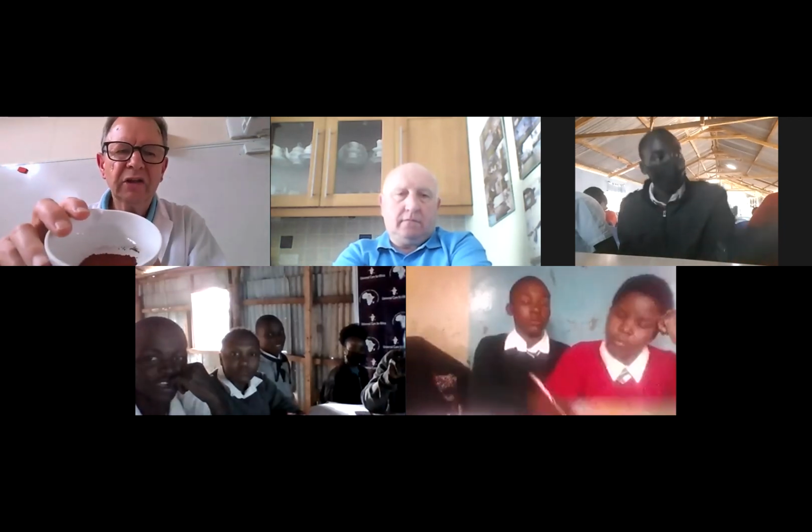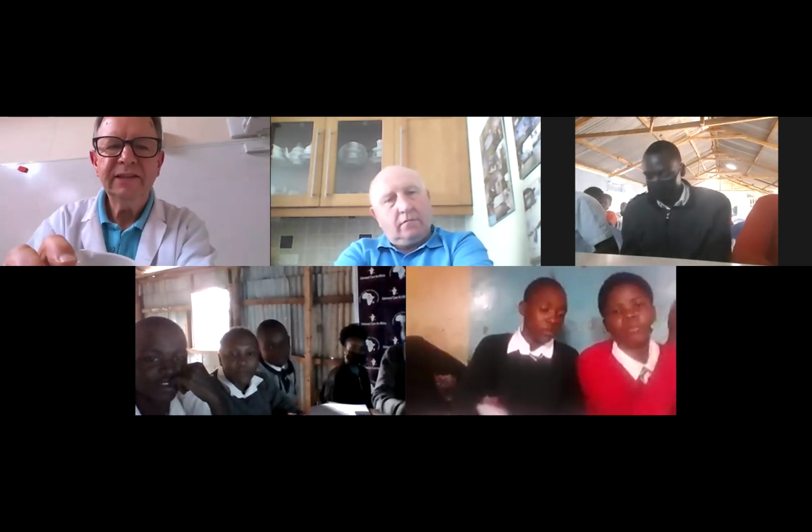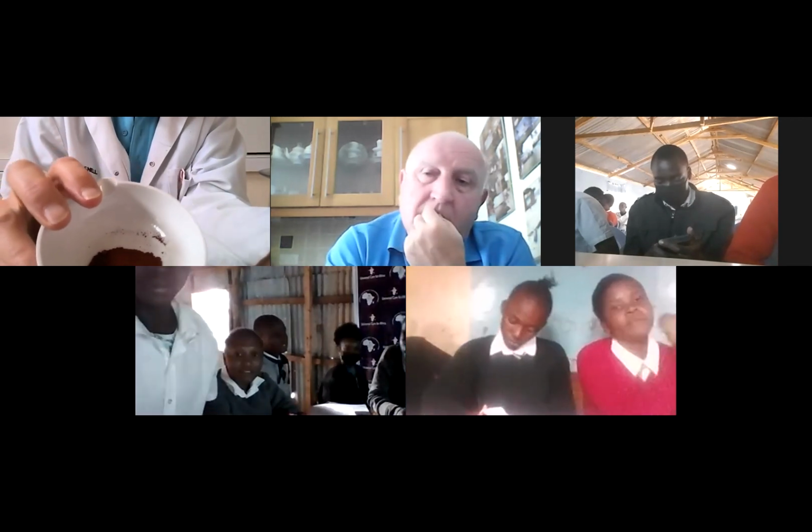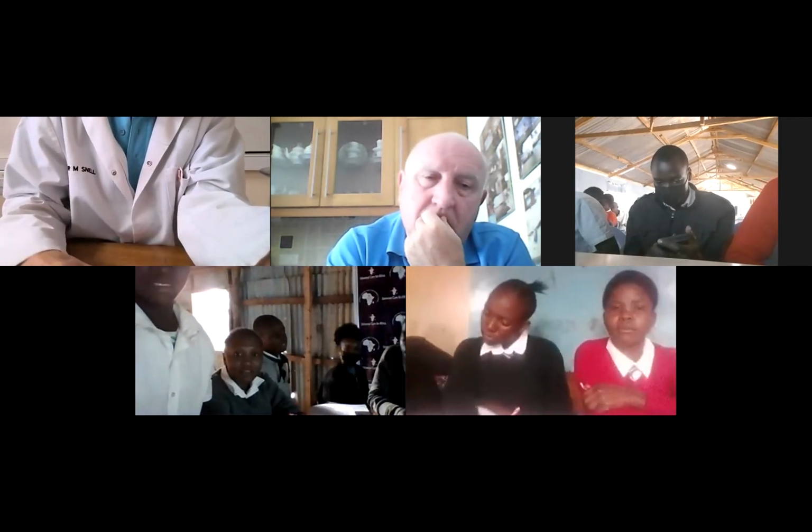Here I have some iron oxide. This is rust, just ordinary rust. This is iron oxide, it is iron 3 oxide. I'm going to write the equation for it. What I'm going to do is mix these 2 together.